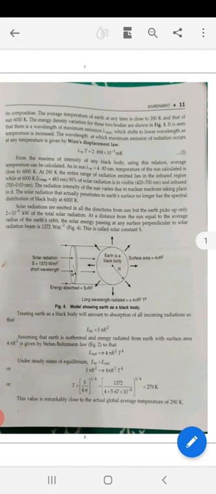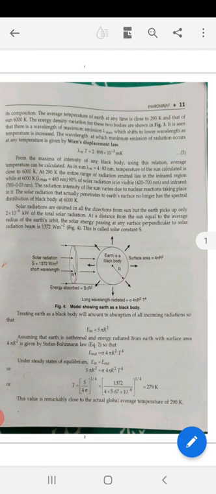The radiation intensity of the sun varies due to nuclear reactions taking place in it. The solar radiation that actually penetrates to Earth's surface no longer has the spectral distribution of a black body at 6000 K. Solar radiation is emitted in all directions from the sun, but the Earth picks up only 2×10⁻⁹ kilowatts of the total solar radiation.